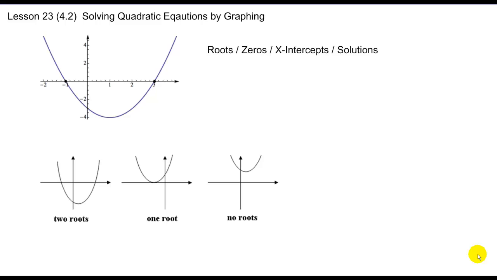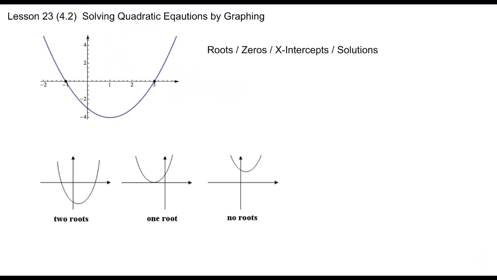Today we move from graphing quadratics to solving quadratic equations by graphing, except the method of graphing we're going to use is a lot of calculator stuff. Let's talk a little bit about solving a quadratic in general.